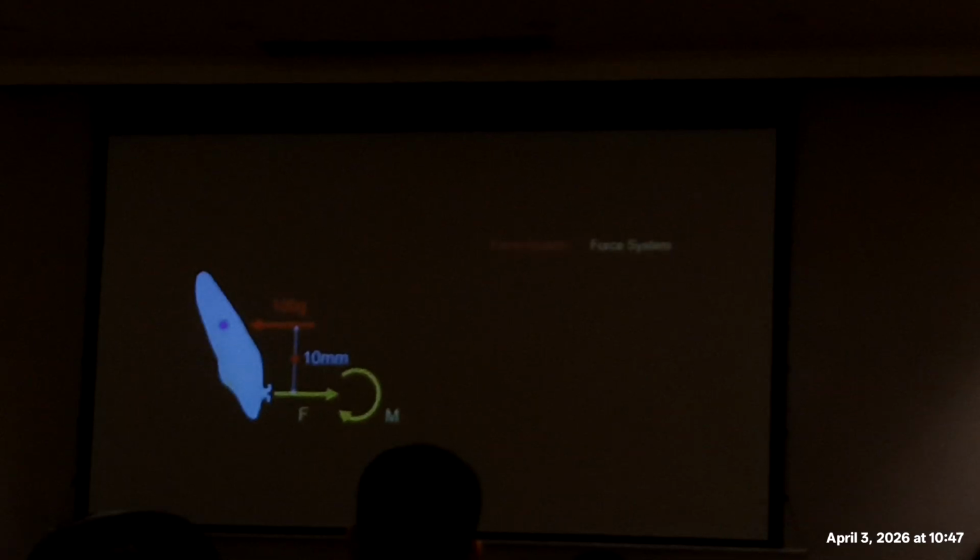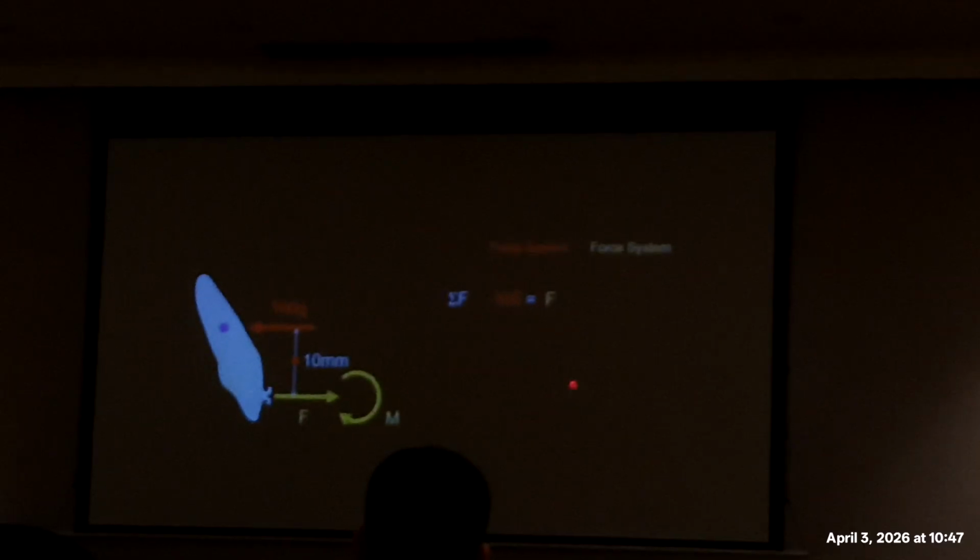And the red one and the yellow one should be the same. There are two conditions to meet. First, the sum of all force should be the same. The sum of all force in the red system is minus 100, because I said the right direction and clockwise direction is defined as positive. So this is minus. So minus 100 would be this force, and this force should be the same.